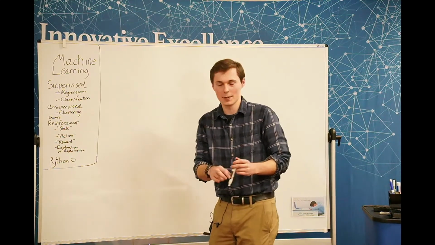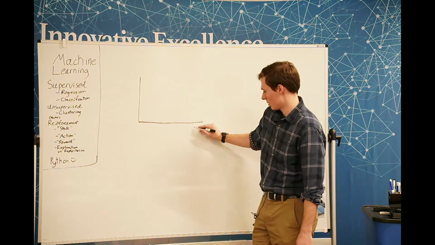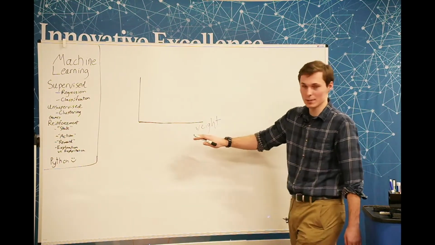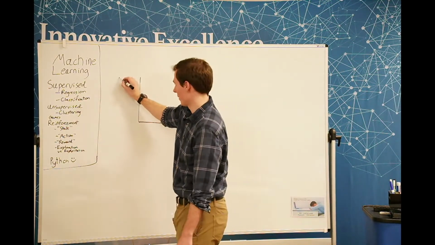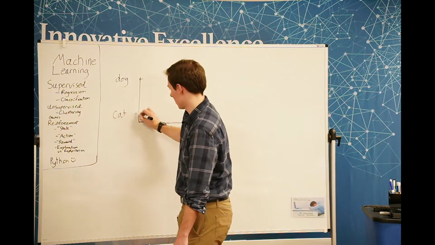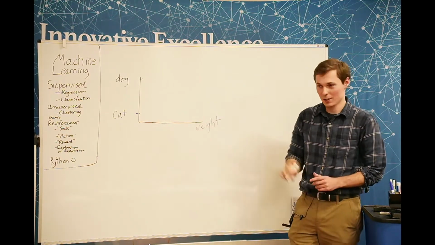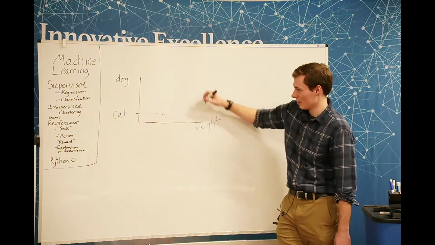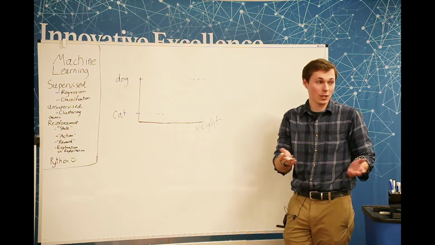Maybe one variable like weight. So maybe I have weight on my x-axis, and then on the y-axis, this will be kind of weird looking, but I'll have dog and cat on my y-axis, and I might plot some data points here. So maybe I have some cats with a low weight, and maybe some dogs at a higher weight, and I could fit some model through this as well.